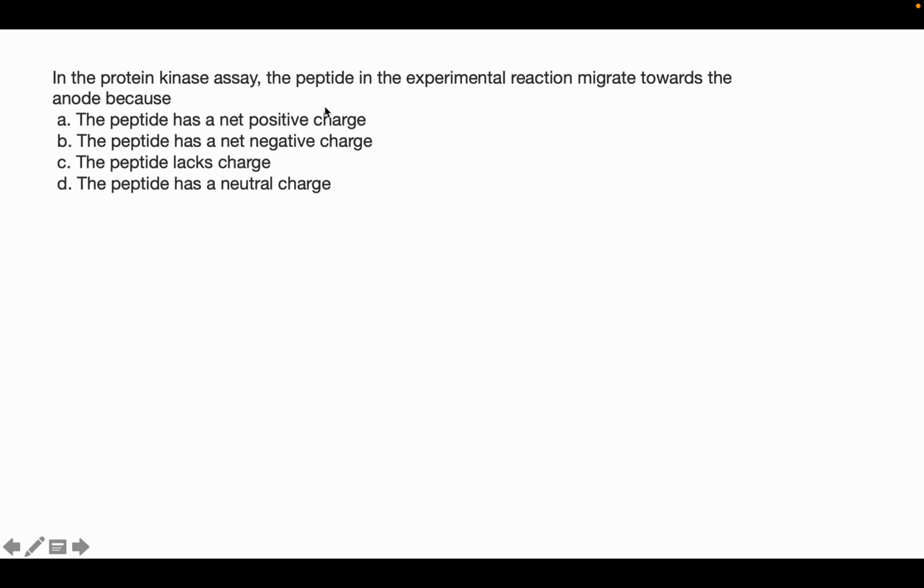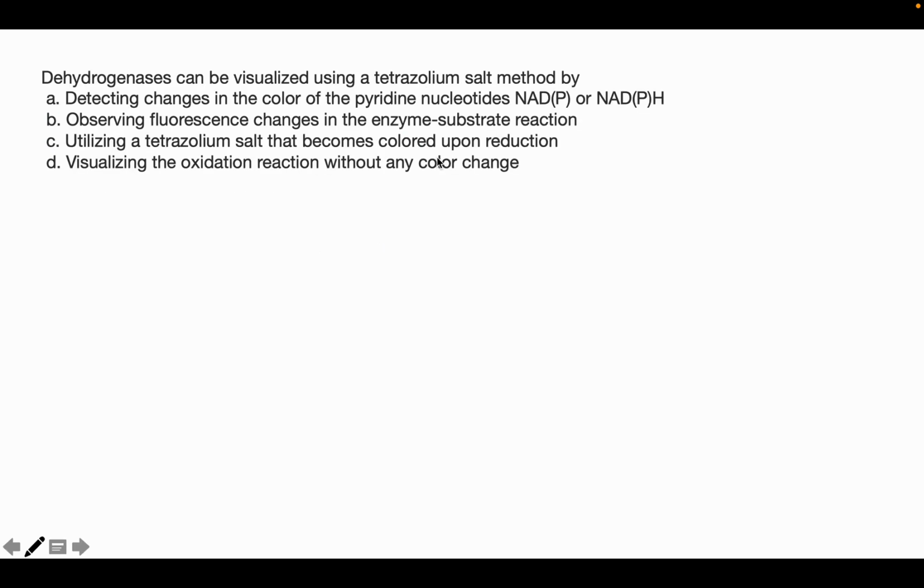In protein kinase assay, the peptide in the experimental condition migrates towards the anode because, so the anode is positively charged. It is migrating towards a positively charged anode. Why? Because the peptide has a net negative charge. That's why it is migrating towards the positively charged anode.